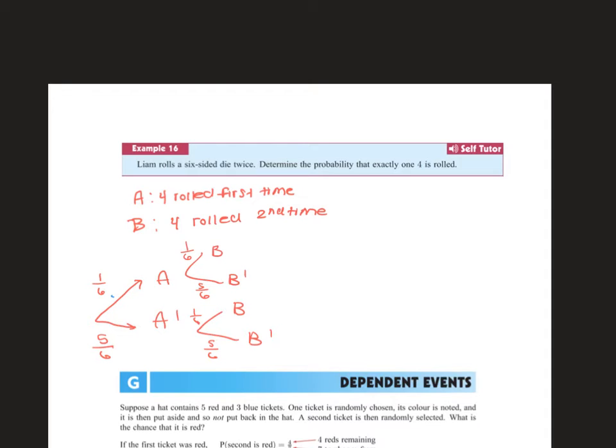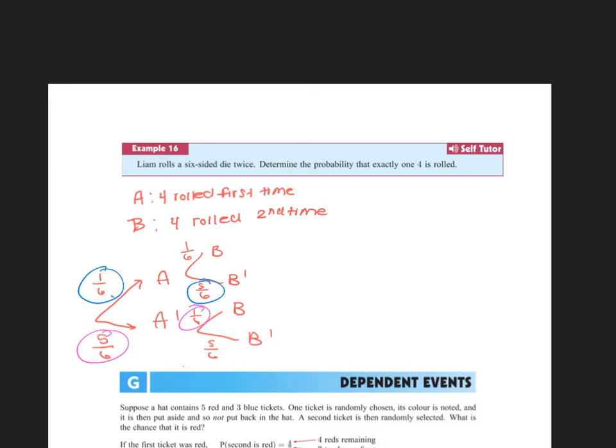Well, we've got a couple different scenarios in which that will happen. Either we roll a 4 the first time and we don't roll it the second time, or we don't roll a 4 the first time and we roll it the second time. Remember, or represents the addition rule, which is represented by an addition sign.